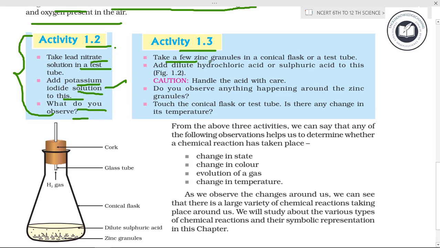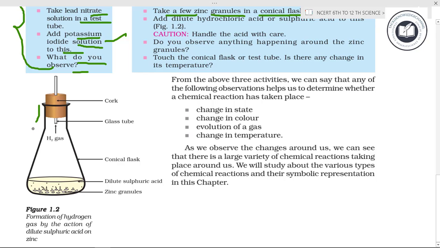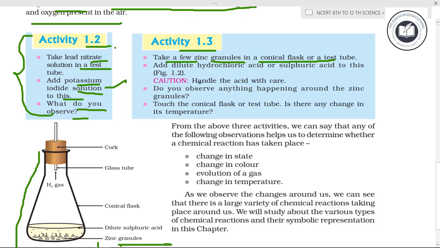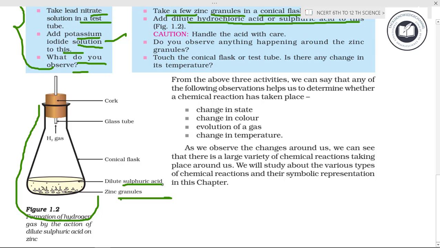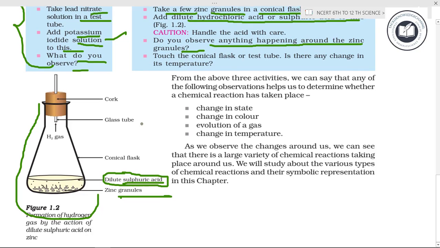Activity 1.3: take a few zinc granules in a conical flask or a test tube, as shown in the figure. Add diluted hydrochloric acid or sulfuric acid to this. Caution: handle the acid with care. Do you observe anything happening around the zinc granules?